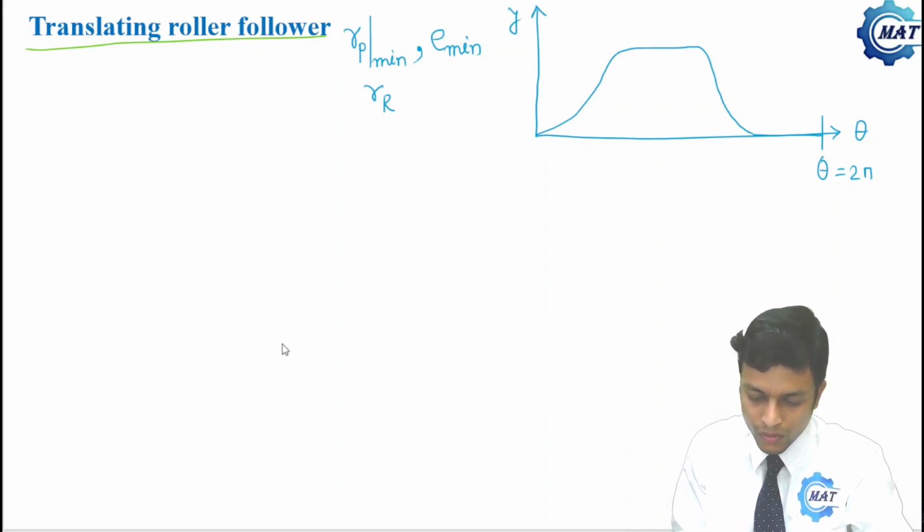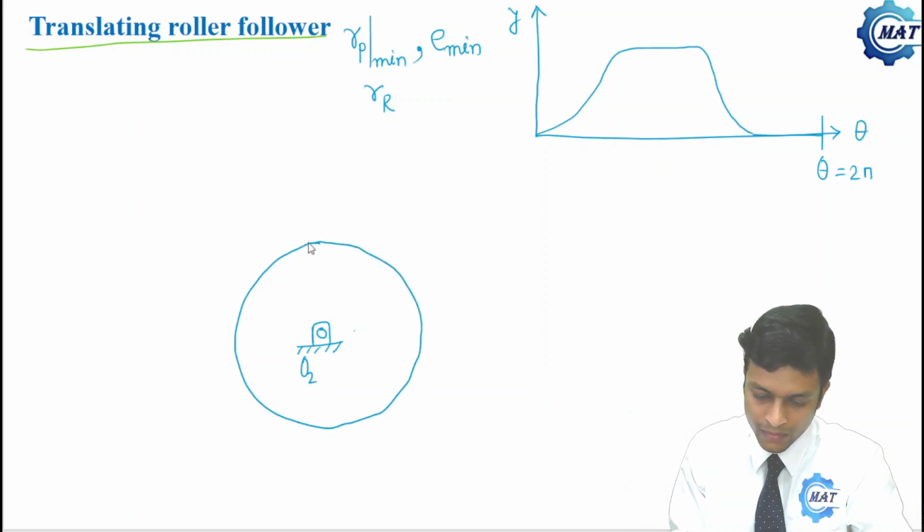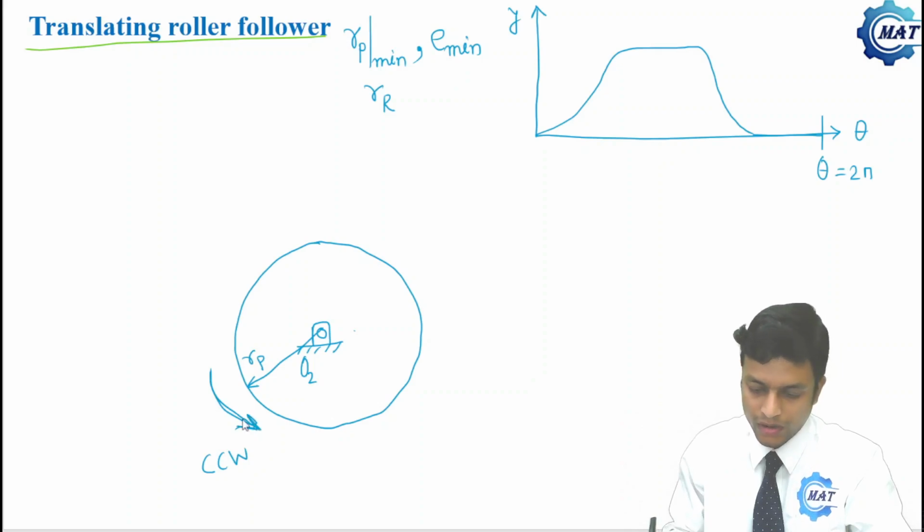So here we shall draw the prime circle first, that is, the cam center is at O2 and R_P is the prime circle radius. So this is the prime circle of the cam profile, and this is R_P. The cam is rotating in the counterclockwise direction.